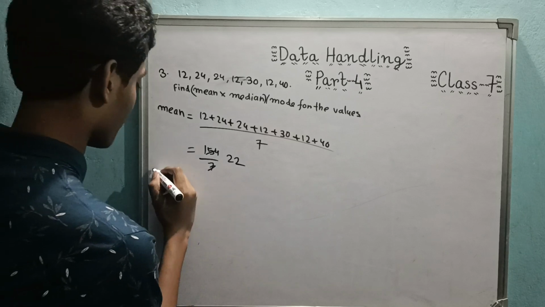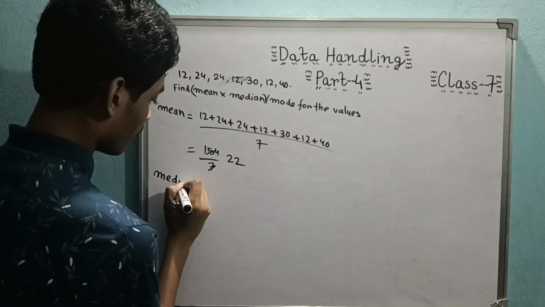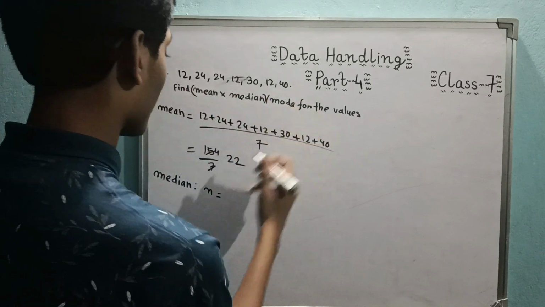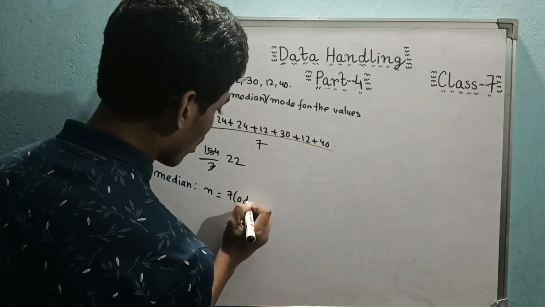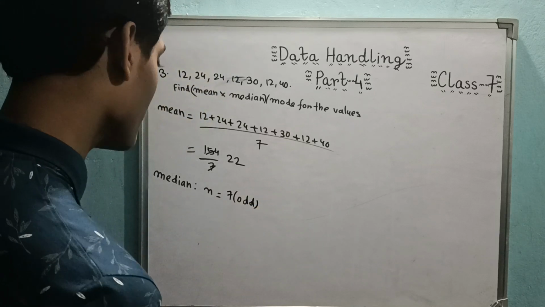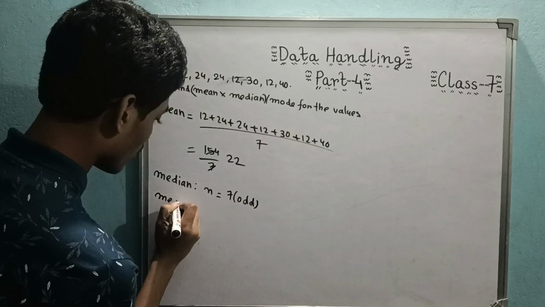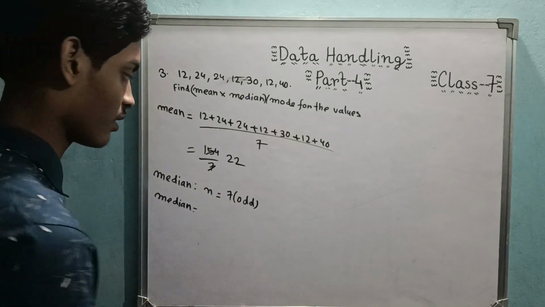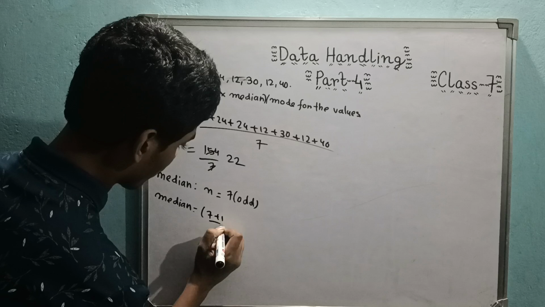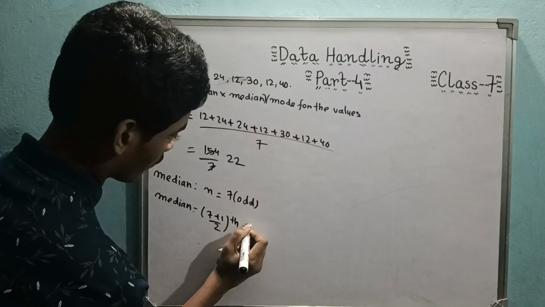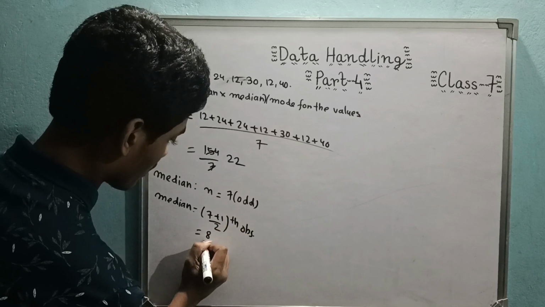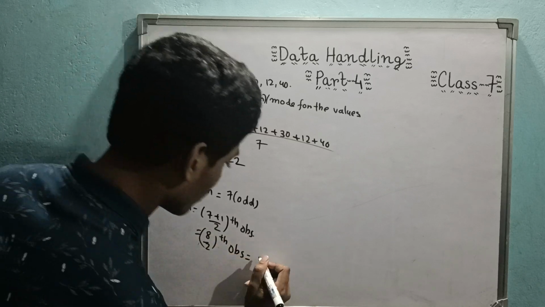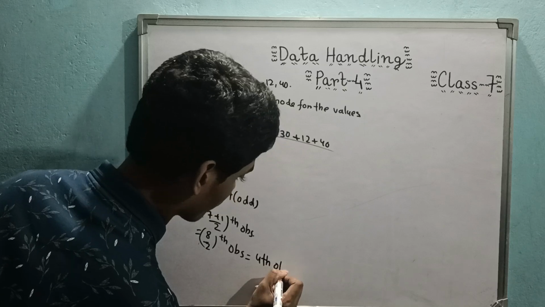Now comes median. So median is what? First you have to calculate n. How many observations are there? 7. Odd. When my observations are odd, the median is equal to the (n plus 1) by 2th observation, which is (7 plus 1) by 2th observation, equal to 8 by 2th observation. 8 by 2 means the 4th observation.